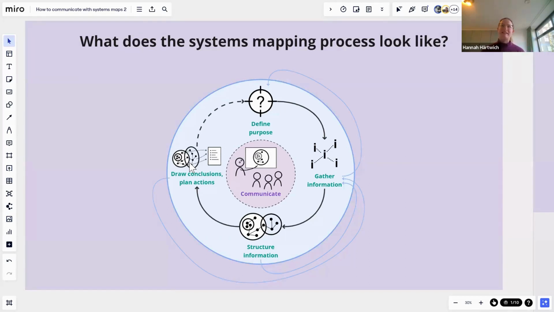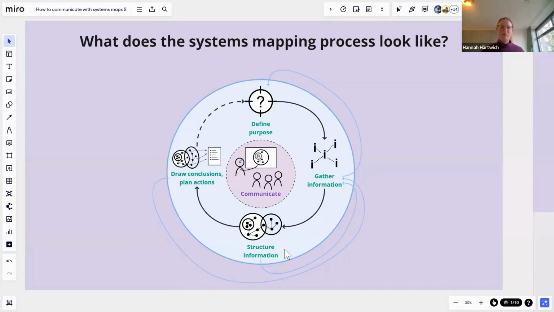But you already see that this is, of course, not a simple four-step process, but there will be many iterative loops between these steps. So once we have gathered information, we will probably come back and check in with our purpose. Okay, is this really what we want to achieve here? Is this the most important thing? And kind of redefine and reclarify the purpose.